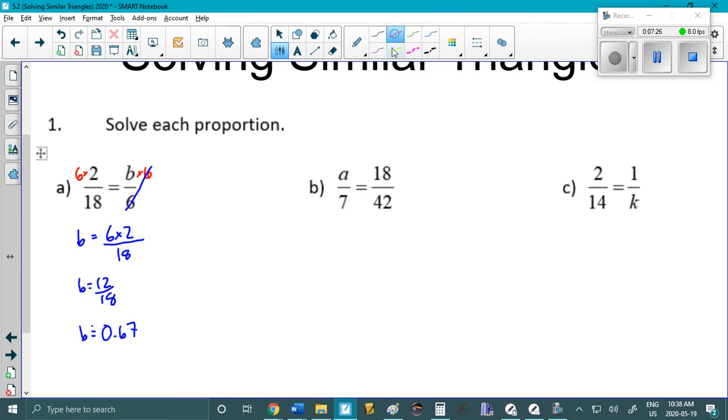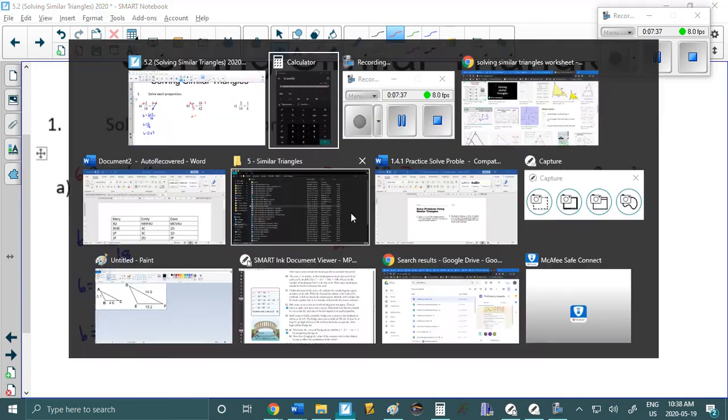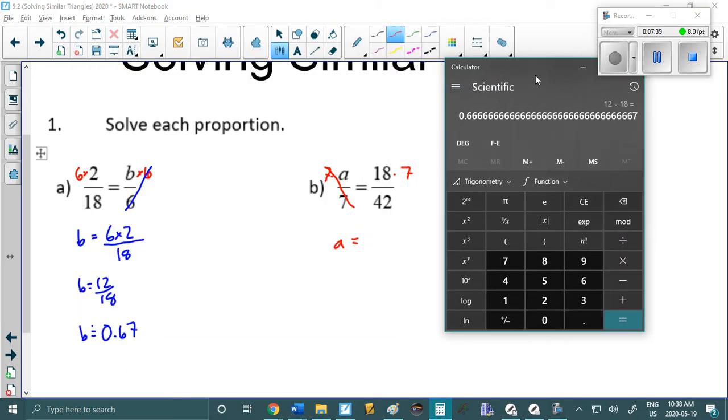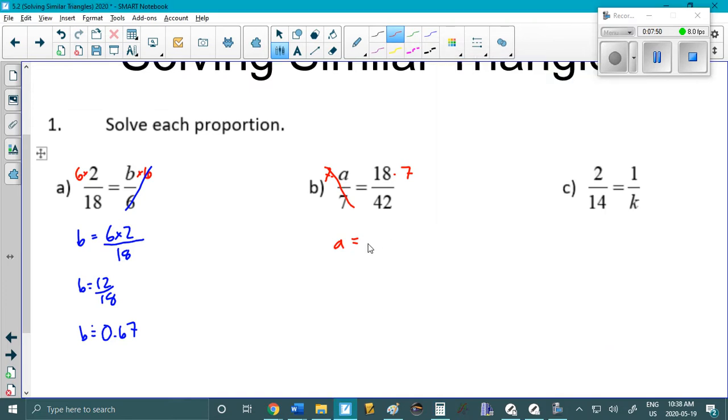Okay, let's try the next one. A is already on the left, which is nice. It's being divided, so we multiply by 7. These cancel out. And now I'm going to do it a little quicker on the calculator. So A equals 18 times 7. I'm going to hit equals just to be safe. And then I'm going to divide by 42. And I get 3. Okay, sweet.